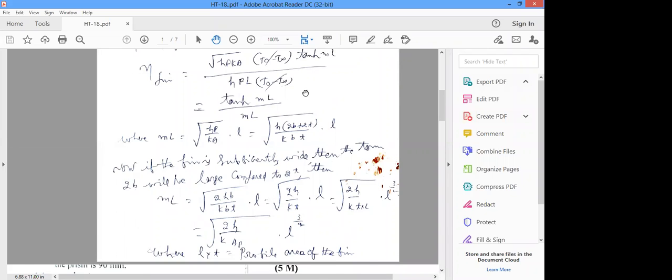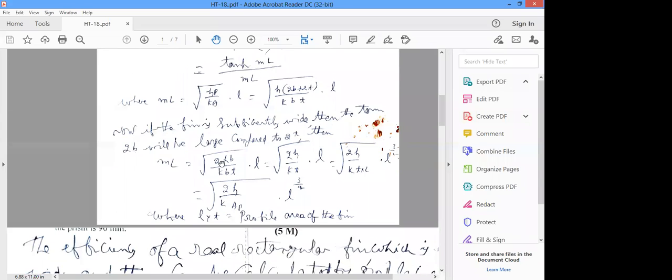ML is equal to the square root of, if we neglect 2T, H into 2B, that is 2 into HB, divided by KBT into L. That is equal to the square root of, so B and B get cancelled, 2H divided by KT into L. So this can be written as square root of 2H divided by KT into L to the power 3 by 2.